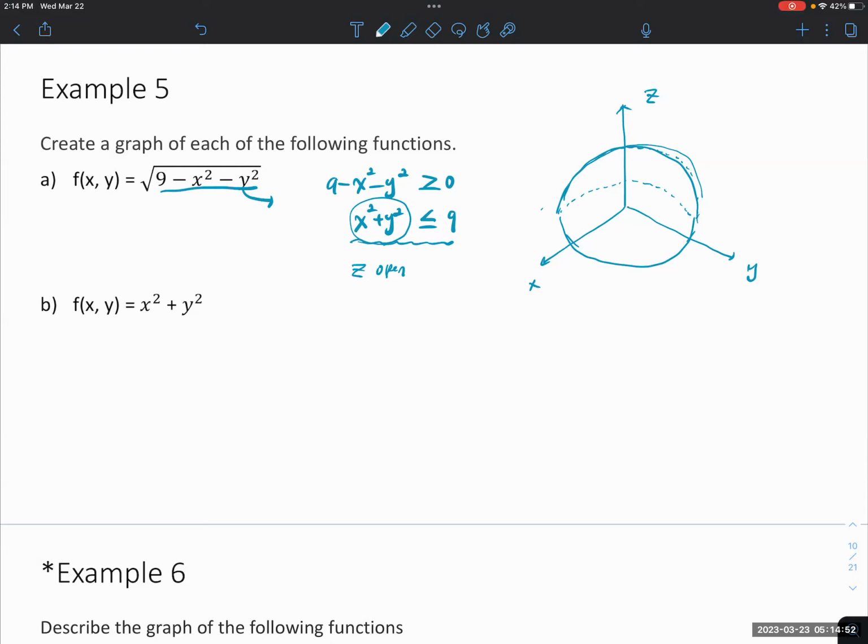Same thing. This one, x squared plus y squared. We know that domain can be any real number. And then this is going to be a parabola shape. So if you draw the line, we have a parabola, and z is the axis we are going to open. So we have a big circle there. And this is the shape of this.